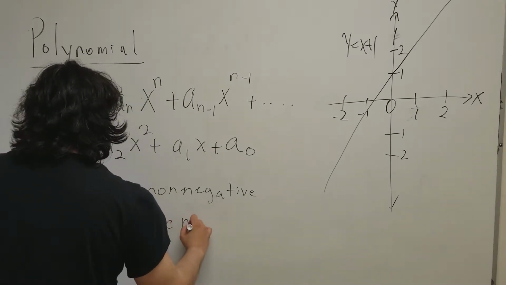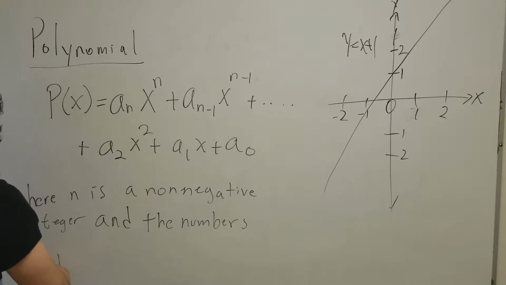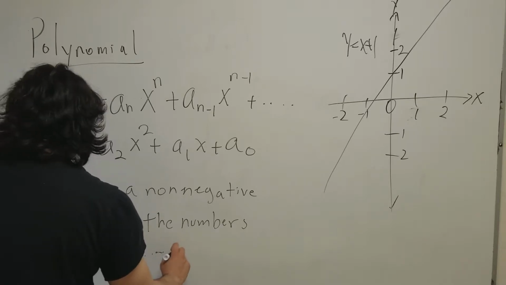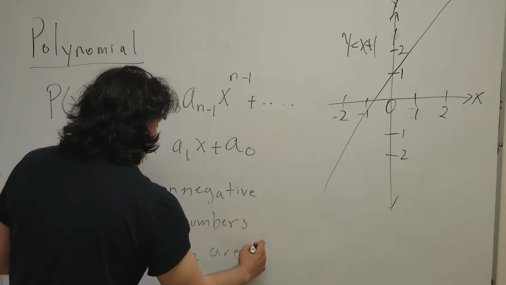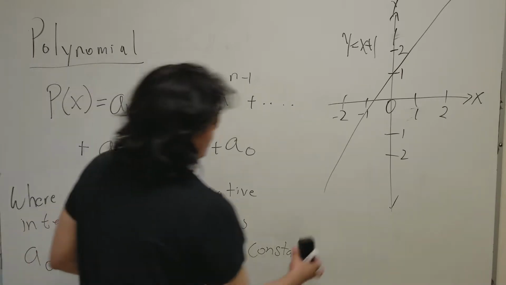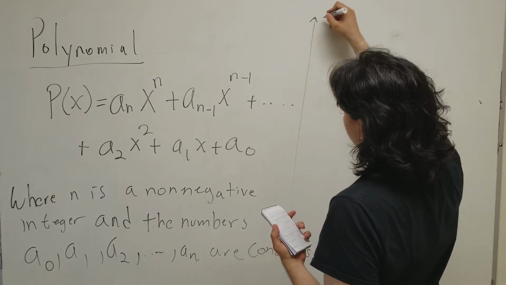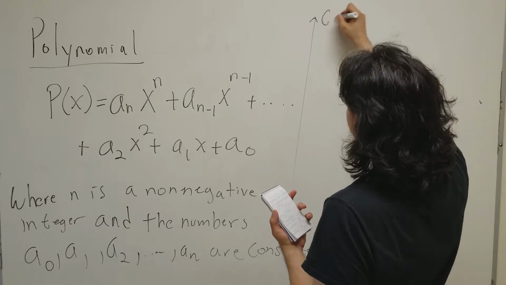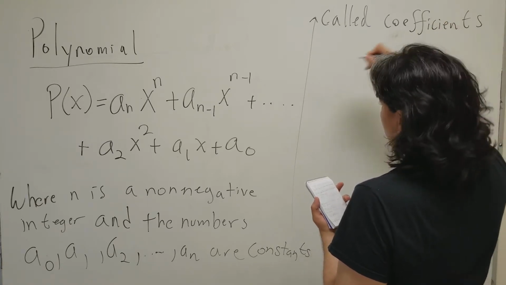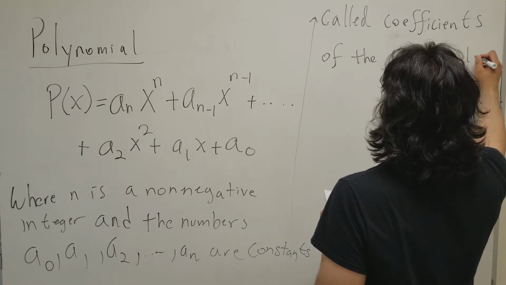And the numbers a0, a1, a2, and so on, up to an, are constants. They are constants called coefficients of the polynomial. So now all this is just saying is this.